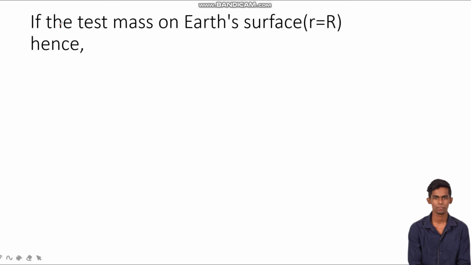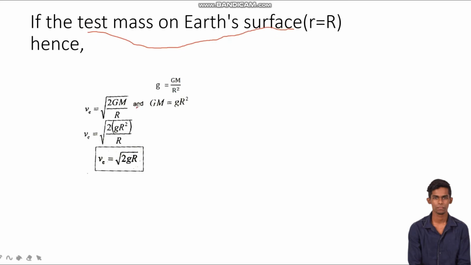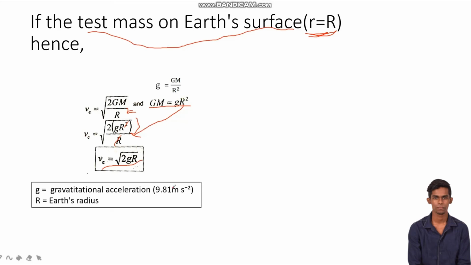So how do we find the escape velocity if the test mass is located on the Earth's surface? Simple, just substitute r equals capital R. So we get escape velocity equals square root of 2GM over capital R. From the previous subtopic, we learned that GM equals gR squared. If we substitute GM equals gR squared, we can cancel out an R in the denominator and there will be only one R left in the numerator. Finally, we get escape velocity equals square root of 2gR, where g is the gravitational acceleration, which is 9.81 meter per second squared, and R equals Earth's radius.